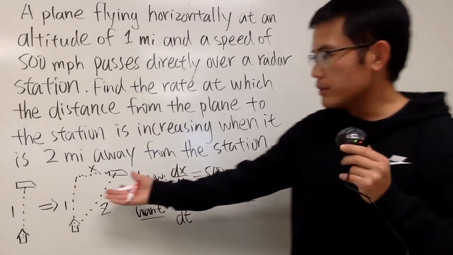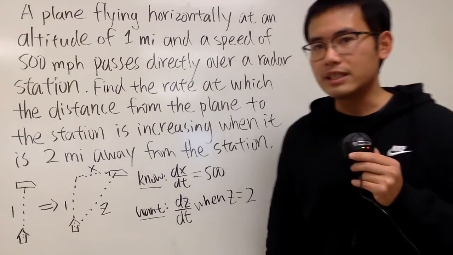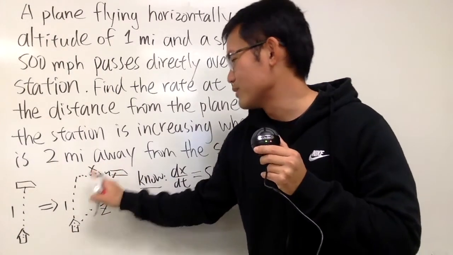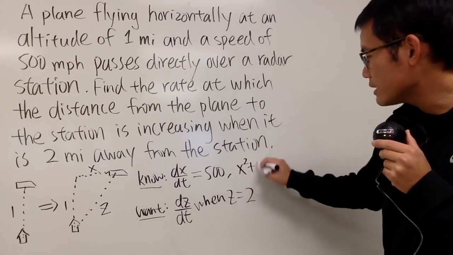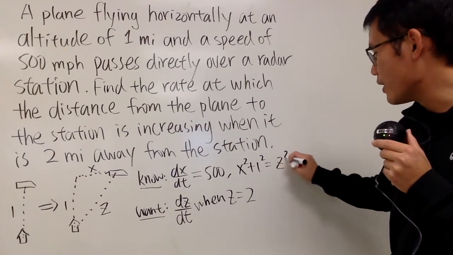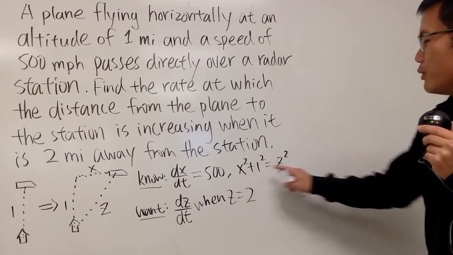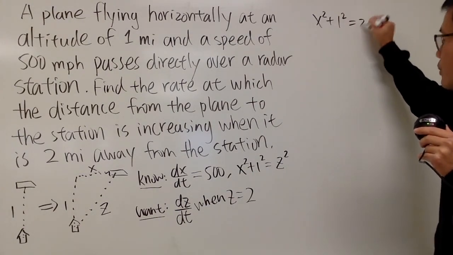Now, if we look back to this picture again, which of course is a right triangle, can we come up with a nice equation for this? Yes. We know the Pythagorean theorem, right? This square plus that square, so I can put that down. x squared plus 1 squared is equal to z squared, like this. So with this being done, now we can do the work. Let me write this down again. x squared plus 1 squared is equal to z squared.